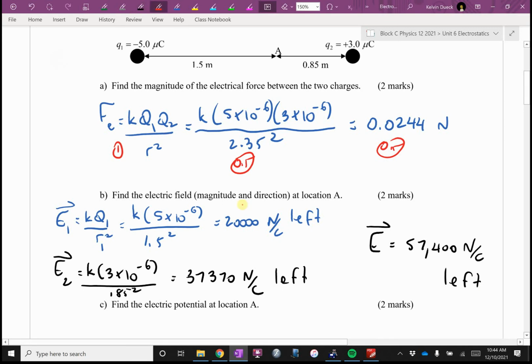How would I mark this? I would give you a half mark for this magnitude, a half mark for that magnitude, 1 mark for the 57,400, and 1 mark for the direction.